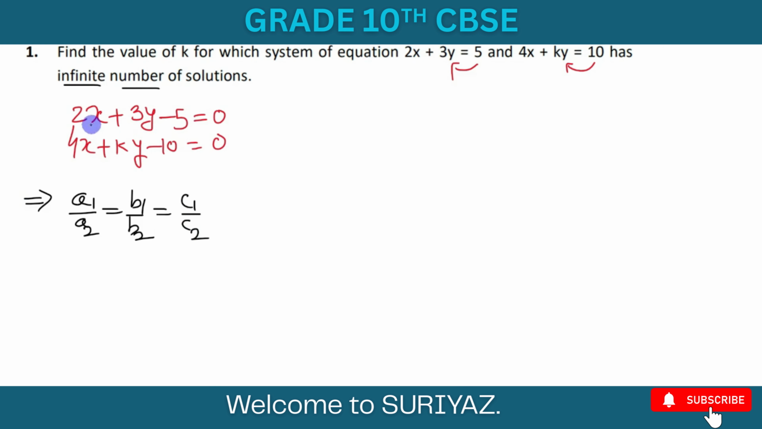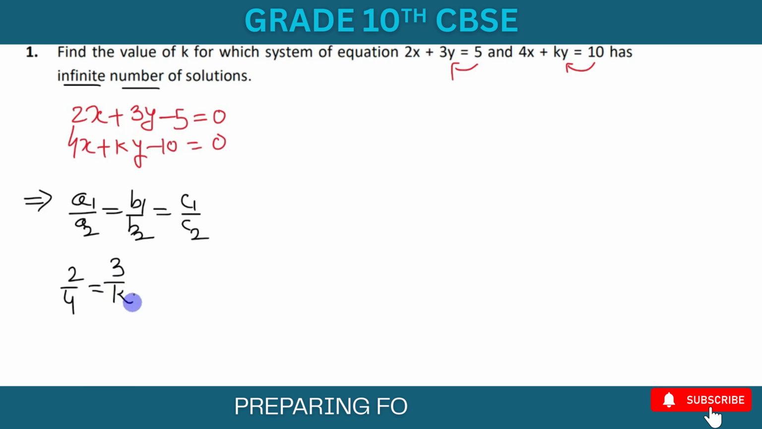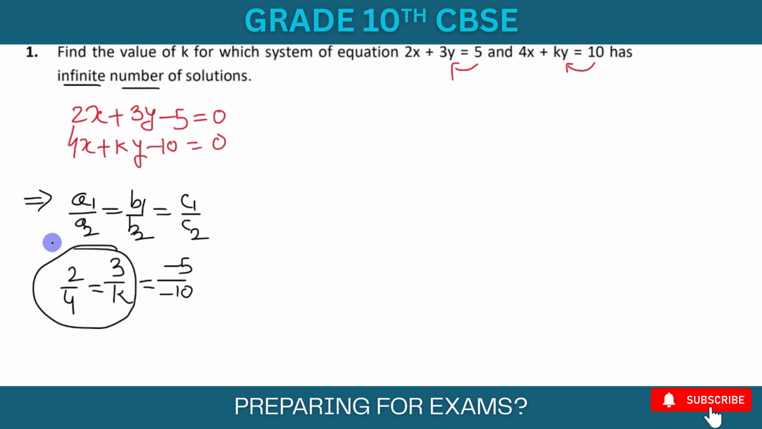Okay, now we'll just substitute the values. What is a1 a2? a1 a2 is the coefficient of x, 2 over 4. What is b1 b2? The coefficient of y, which is 3 over k. And c1 c2 is negative 5 upon negative 10, which is not required, by the way. So we can just focus on these two statements.